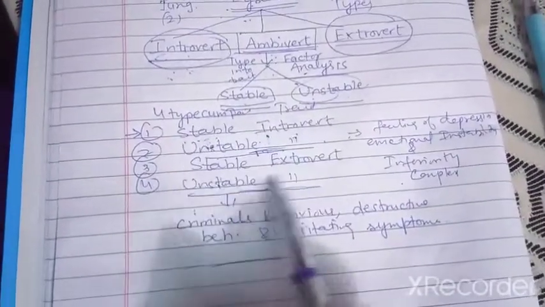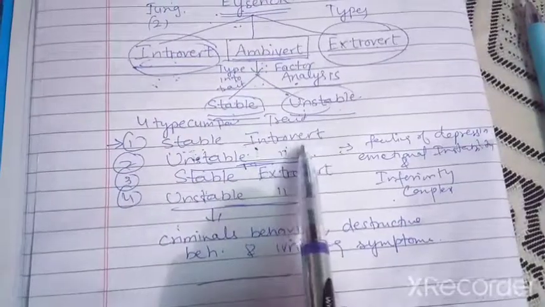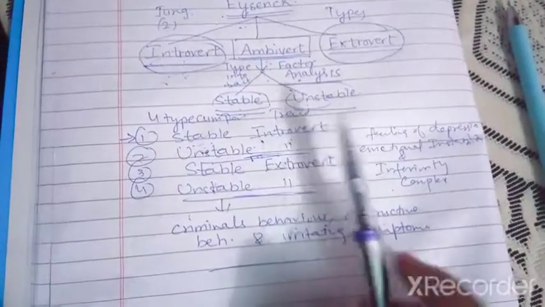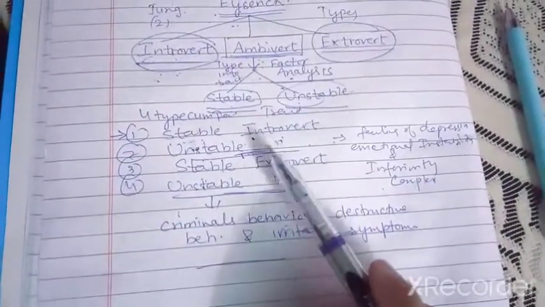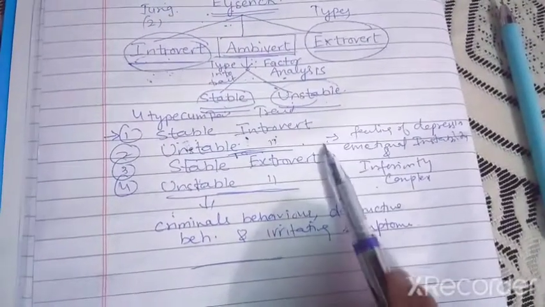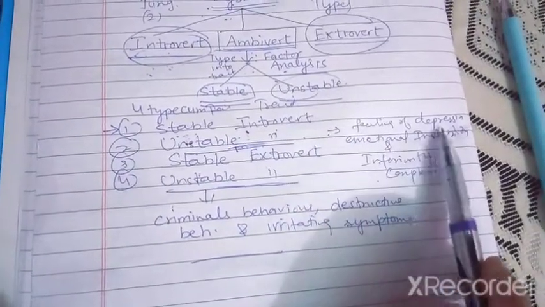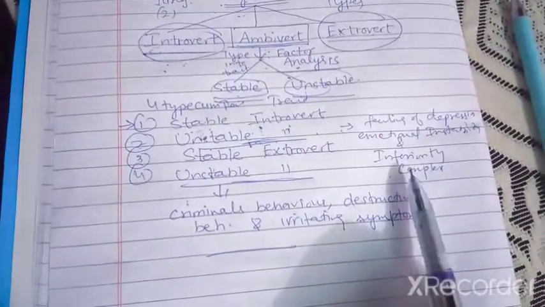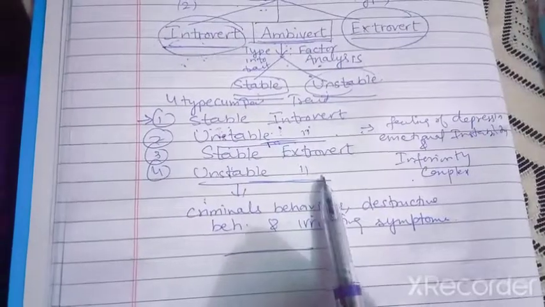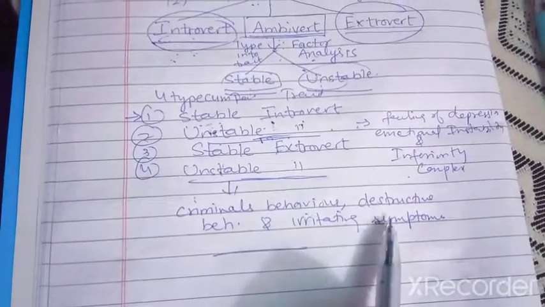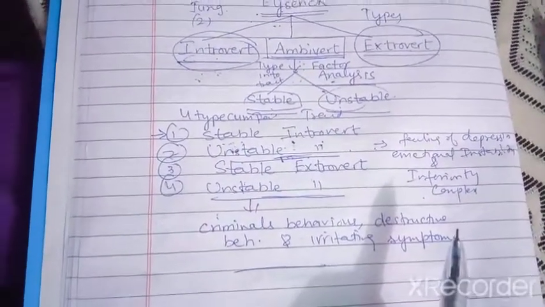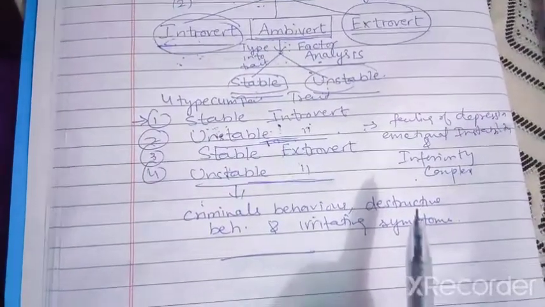Now we have four dimensions of the type cum trait approach: stable introvert, unstable introvert, stable extrovert, and unstable extrovert. Further, he also studied these four dimensions, and finally he said that people who have unstable introvert qualities can develop some symptoms of depression, emotional instability, and inferiority complex in the future. The same thing happens with unstable extrovert personalities also. They can develop some kind of criminal and destructive behavior with some irritating symptoms. This is all about the type trait approach and type cum trait approach.